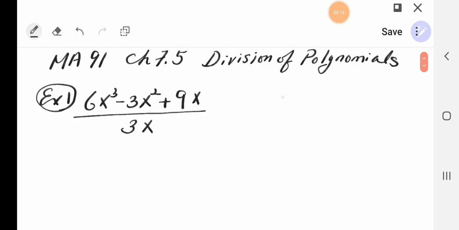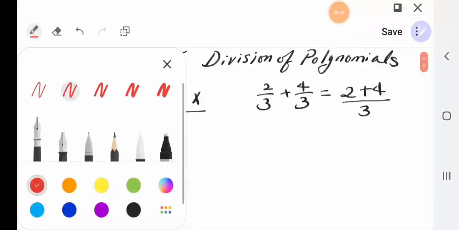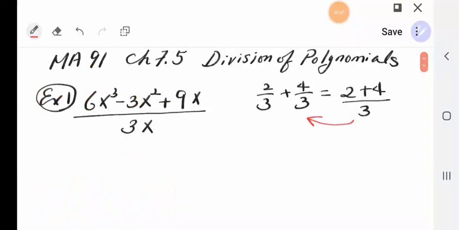So for example, before we do this, let me give an example of adding two fractions. Here is 2/3 plus 4/3. Since the denominators are the same, like denominators, we can add only the numerators with the same denominator 3. And then dividing a polynomial is similar to this. What we are doing is going from the right side to the left side.